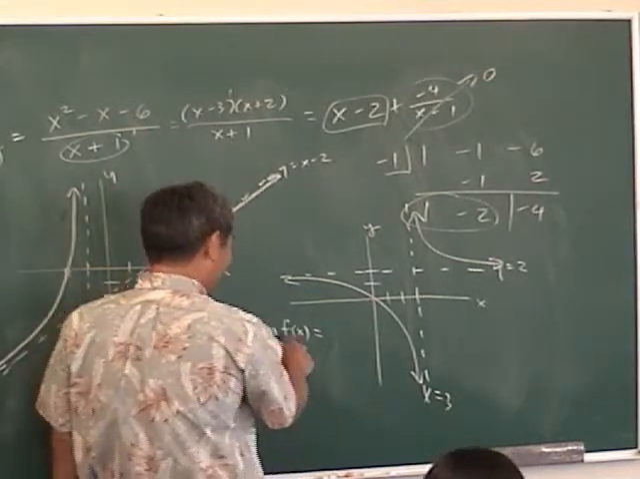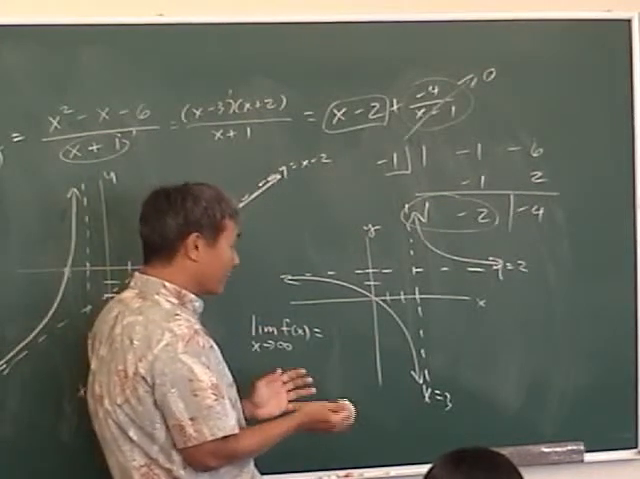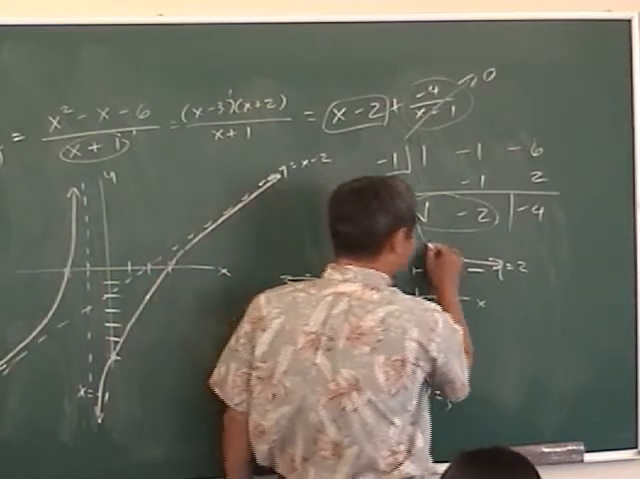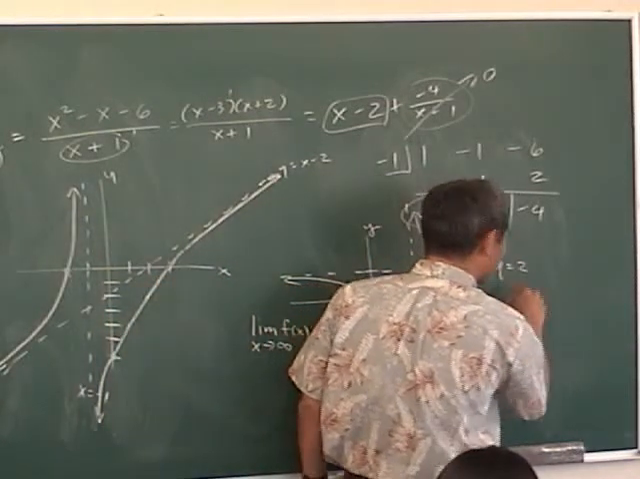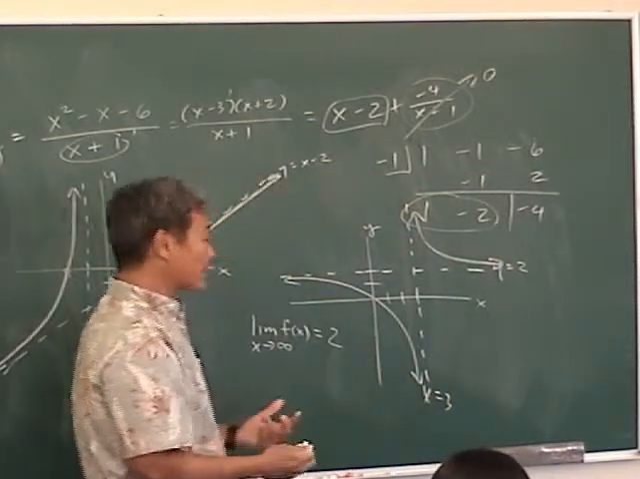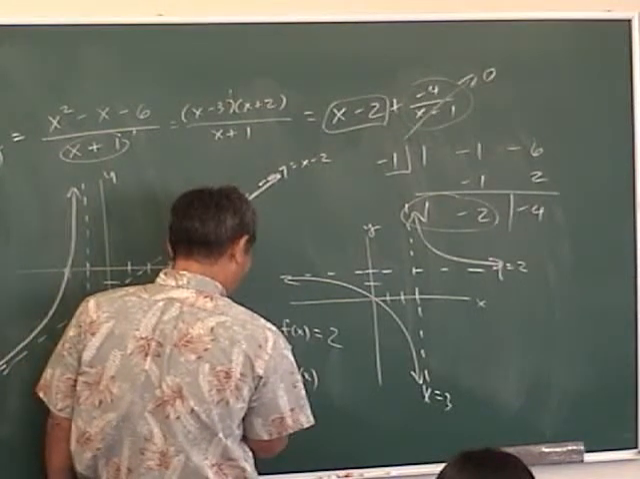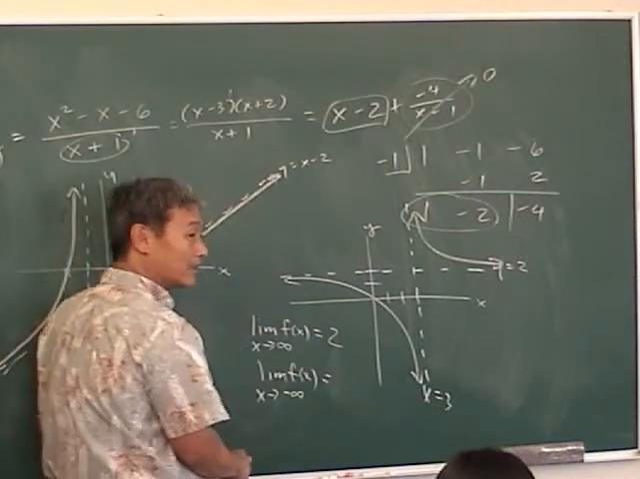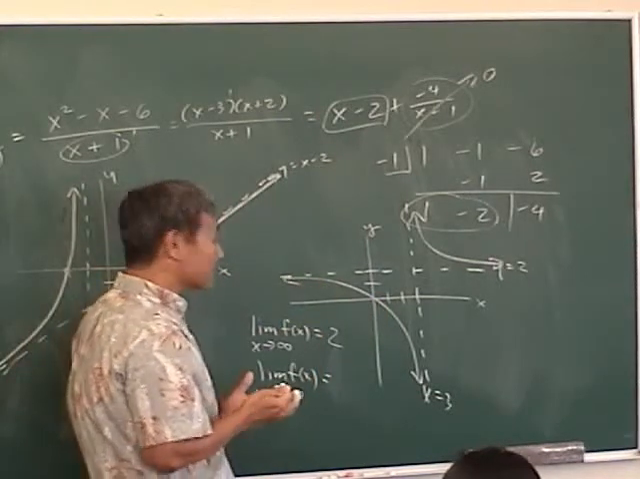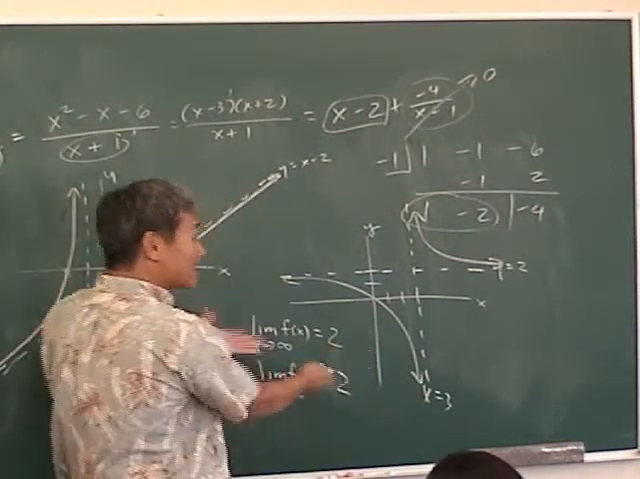The limit of this function as x approaches infinity means: when x gets really large positive, what happens to the y-coordinates of this graph? In other words, as the graph goes out to the right, the y-coordinates are getting closer and closer to 2. That's how we describe asymptotic behavior. What is the limit of this function as x approaches negative infinity? As the graph goes out to the left, the y-coordinates are getting closer and closer to 2. And why is that? Because that's the horizontal asymptote.